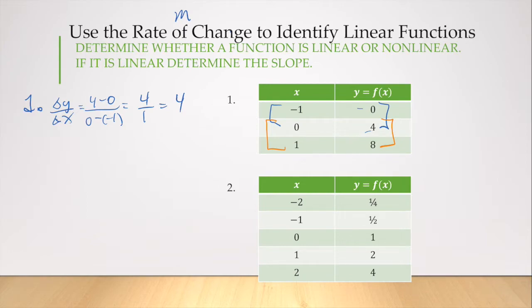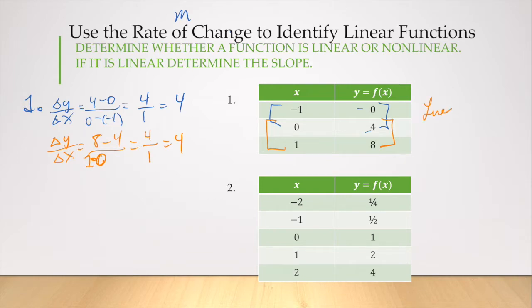So I look at my change in y over my change in x. So I have 4 minus 0 over 1 minus 0. Getting a little ahead of myself, 1 minus 0. So I have 4 over 1, which is 4. So this is a linear function.